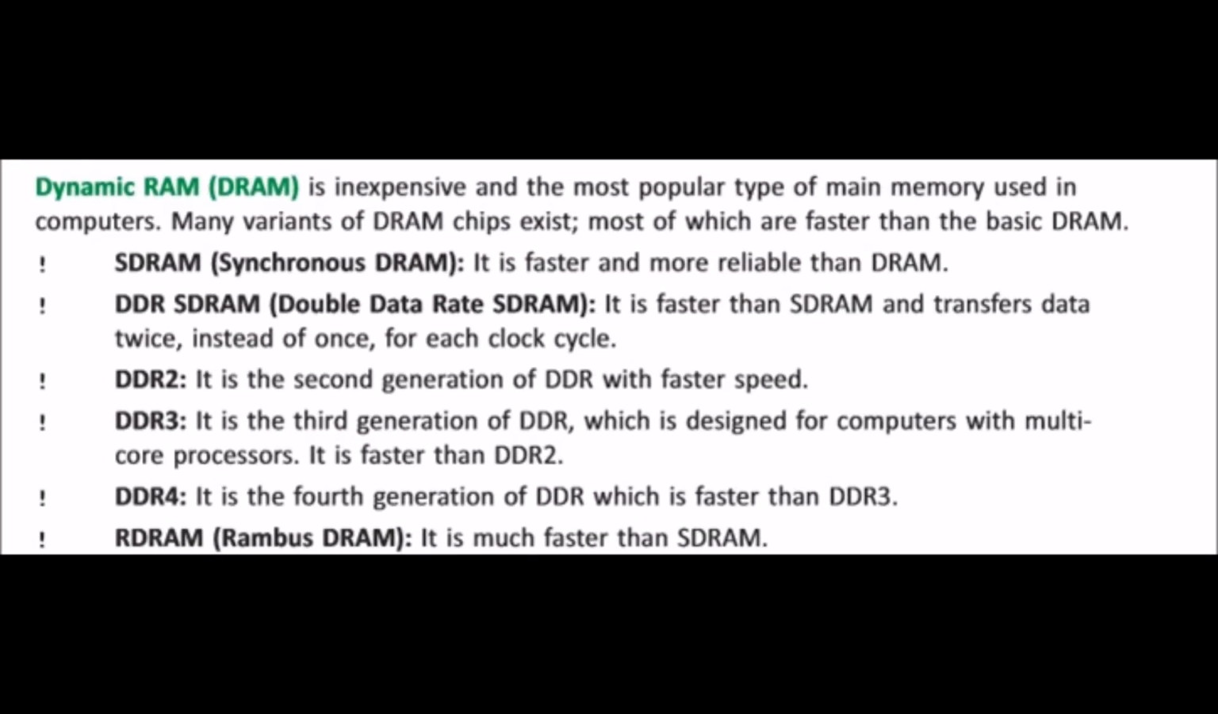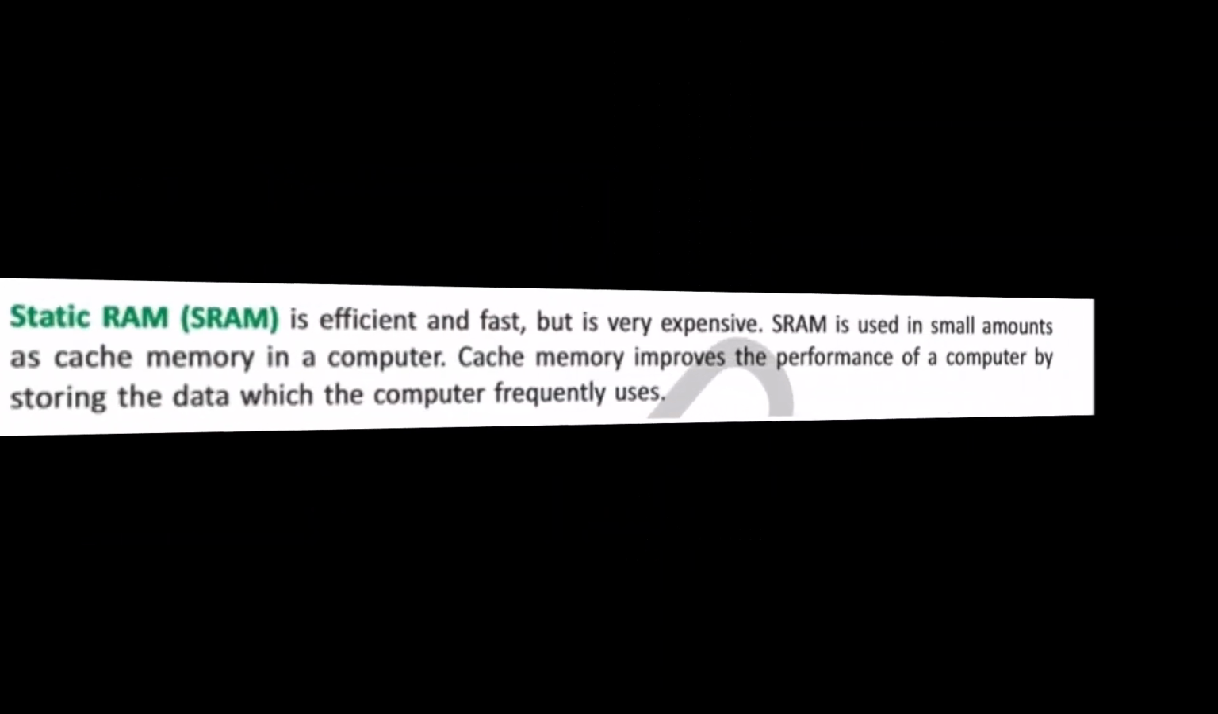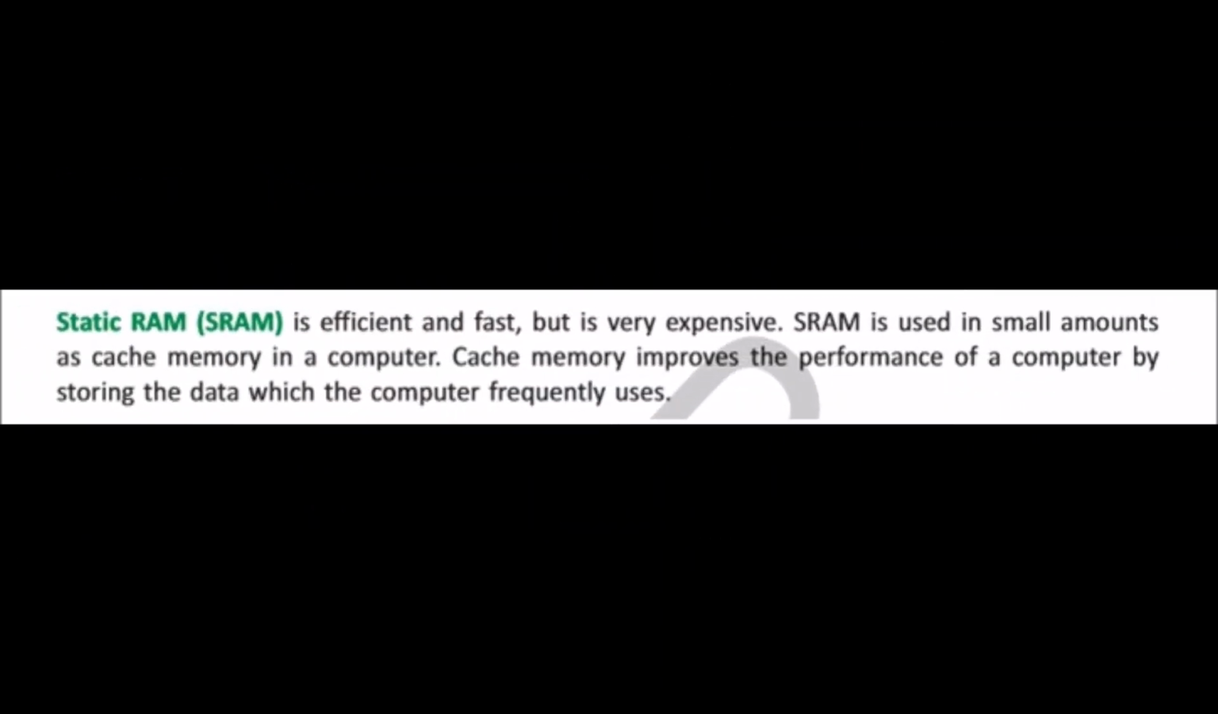Now types of RAM. RAM can be divided into three types: dynamic, static and magneto-resistive. Dynamic RAM or DRAM is inexpensive and most common. A record of DRAM is given in front of you. You can read carefully and compare them. Next is static RAM or SRAM. It is efficient and fast. It works like cache memory that we will discuss later on in this session.